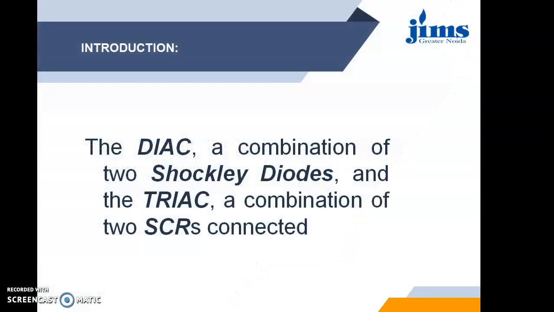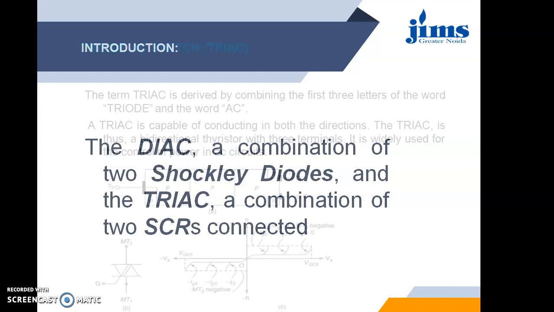So what is a Diac and what is a Triac? Basically, a Diac is a combination of 2 Shockley diodes, whereas a Triac is a combination of 2 SCRs. How they are becoming a combination of 2 Shockley diodes and 2 SCRs, this we will discuss in the constructional and other functional details.